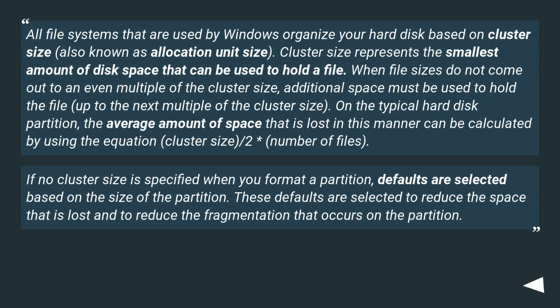All file systems that are used by Windows organize your hard disk based on cluster size, also known as allocation unit size. Cluster size represents the smallest amount of disk space that can be used to hold a file. When file sizes do not come out to an even multiple of the cluster size, additional space must be used to hold the file, up to the next multiple of the cluster size. On the typical hard disk partition, the average amount of space that is lost in this manner can be calculated by using the equation, cluster size / 2 * number of files. If no cluster size is specified when you format a partition, defaults are selected based on the size of the partition. These defaults are selected to reduce the space that is lost and to reduce the fragmentation that occurs on the partition.